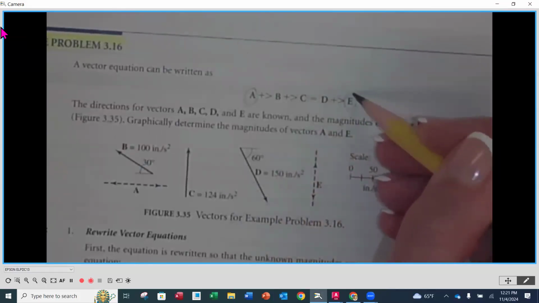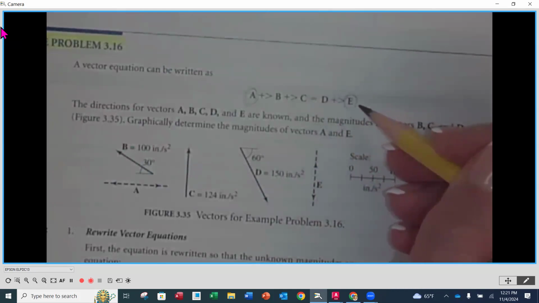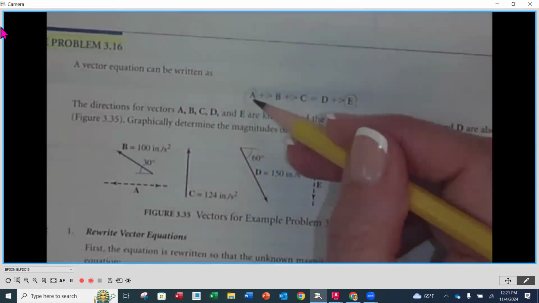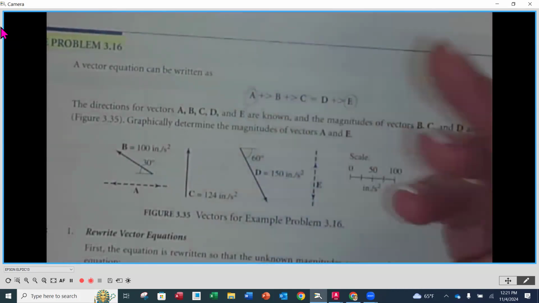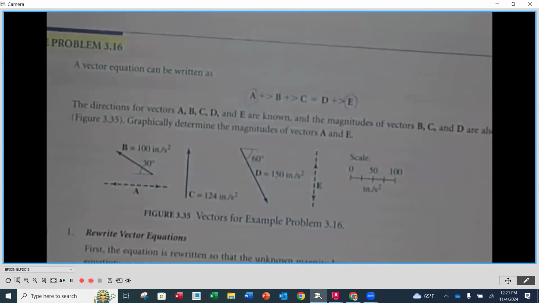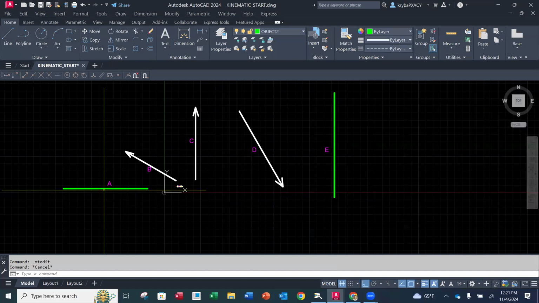Now, E is already at the end of its string on the right-hand side, but A is not. A is at the beginning. And it would be pretty hard if we go back to AutoCAD here, and if I would identify an origin, where would I put it? I wouldn't know in the case of A, should I put it on the left-hand side or the right-hand side? Because we don't know which way it's pointing, okay?